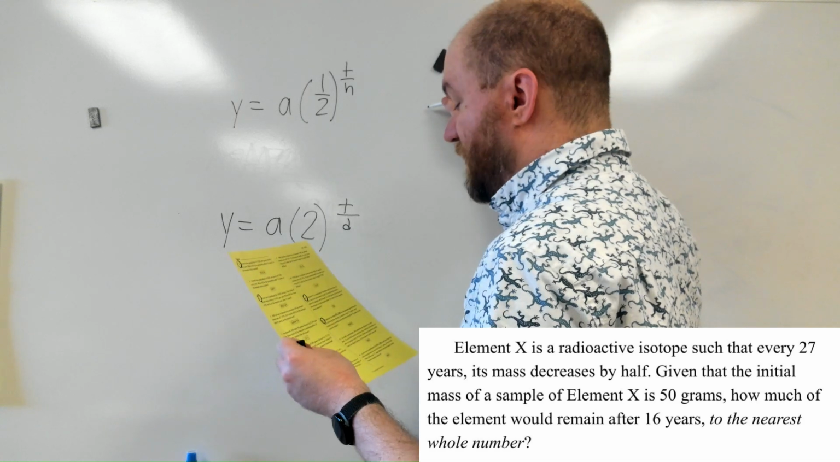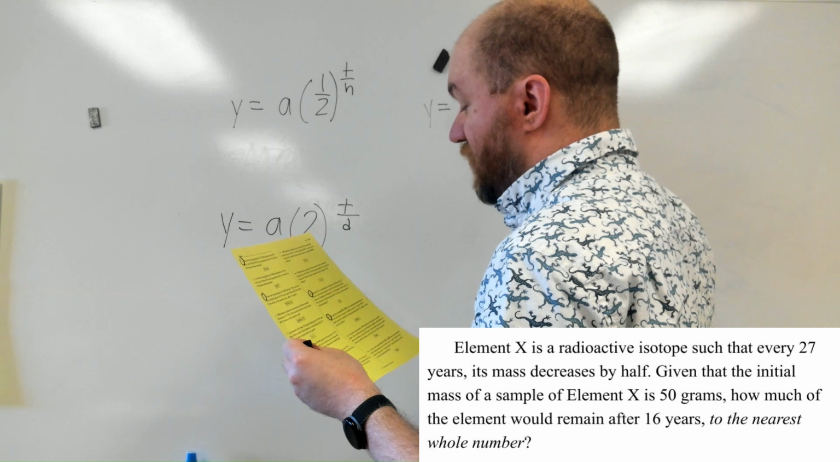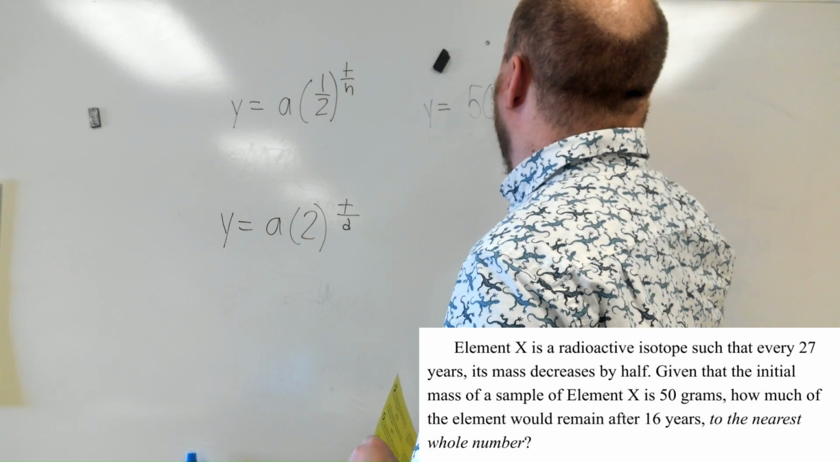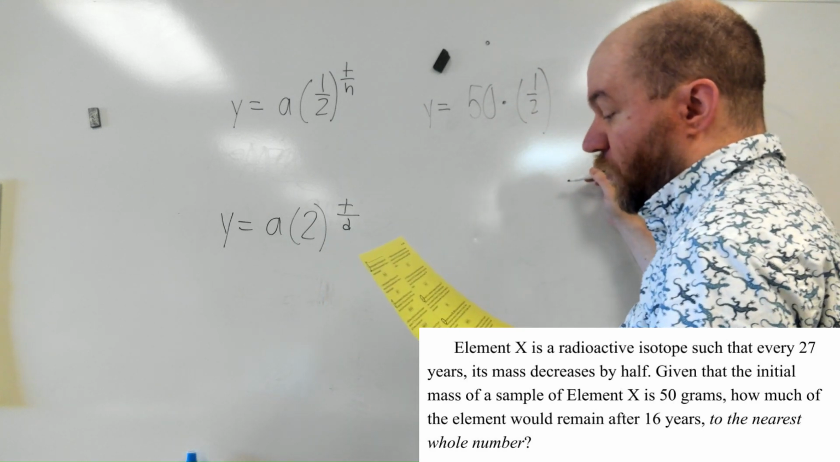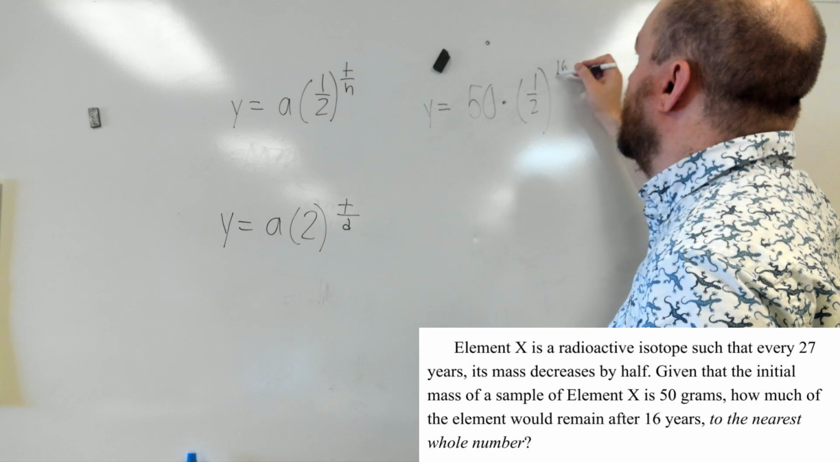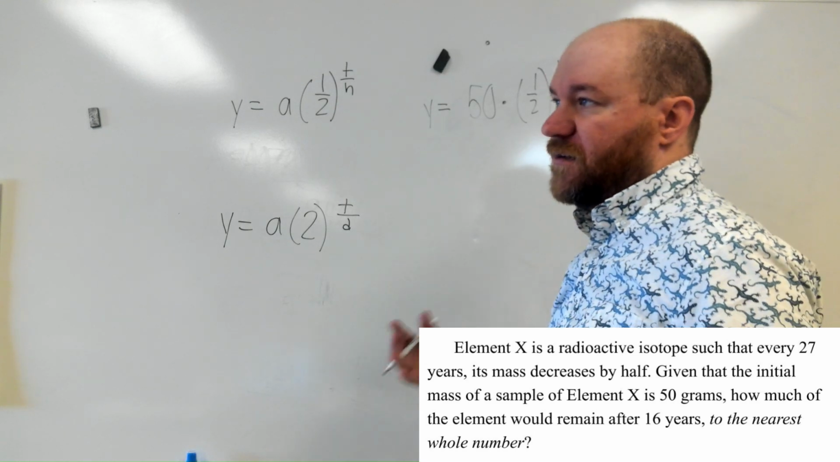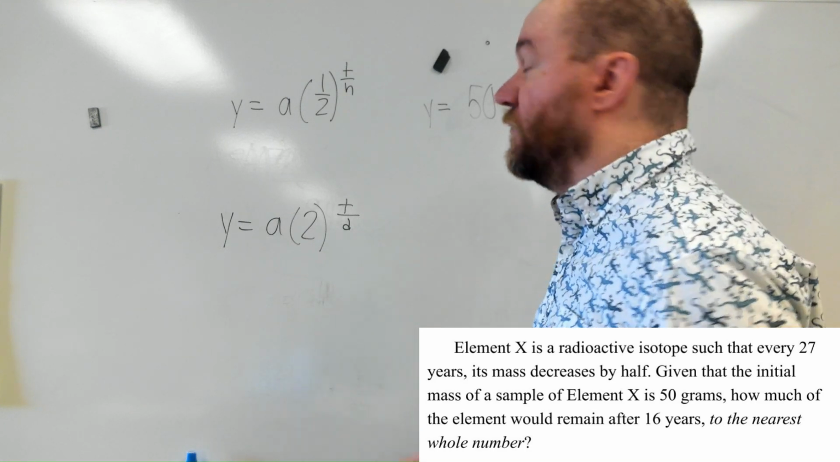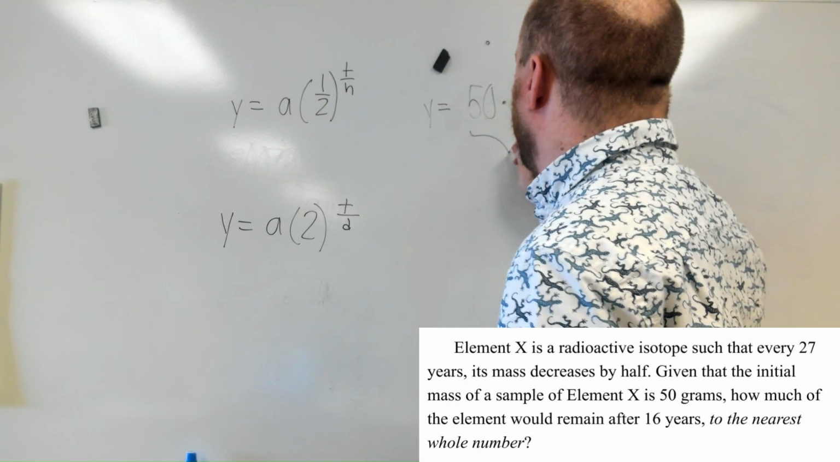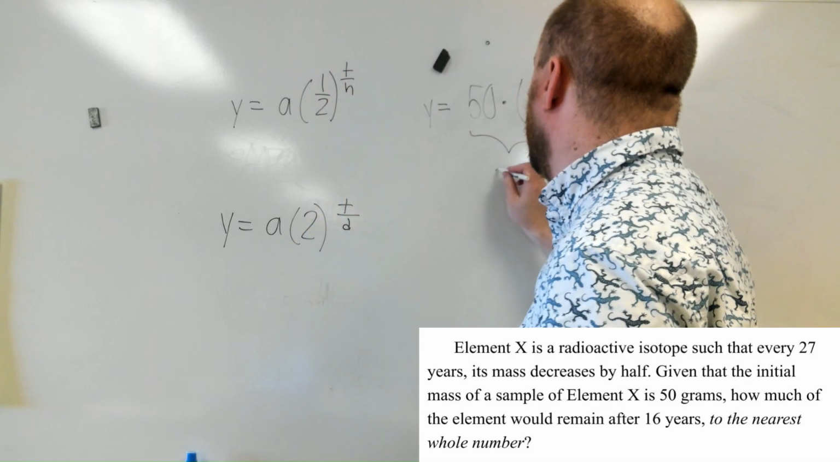And we know the starting amount is 50 grams. And we know that it's halving. And we're waiting for 16 years, and it halves every 27 years. So the bottom of it is always how long it takes to cut in half, and the top is how long we are waiting for. So again, we just type all that on our calculator all at once, and we end up getting 33.